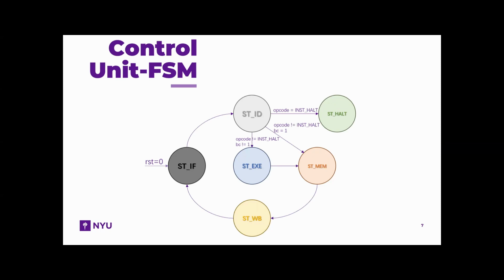It decides that if the opcode is halt, it goes to the halt state. Else, in the B-type instruction, if the branch control signal tells it to jump, it will directly go to the memory state, or else it will go to the execute state and the ALU executes it and goes back to the memory state. And after the memory state, it goes to the write back state. This is the last stage, and when it finishes the write back state, it begins a new cycle and goes back to the instruction fetch stage.